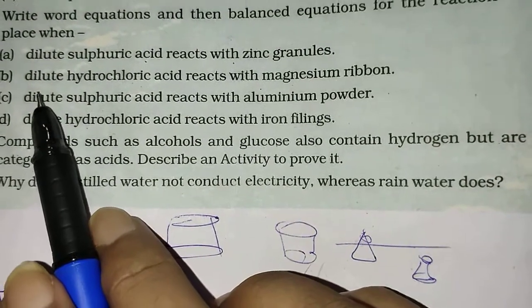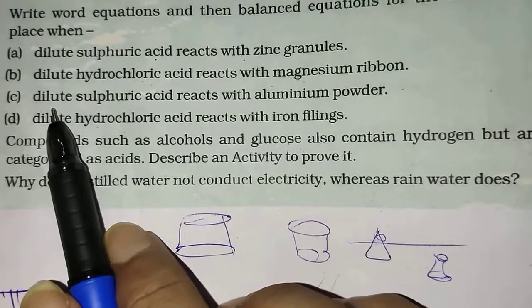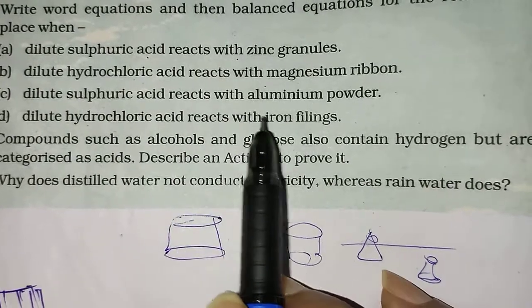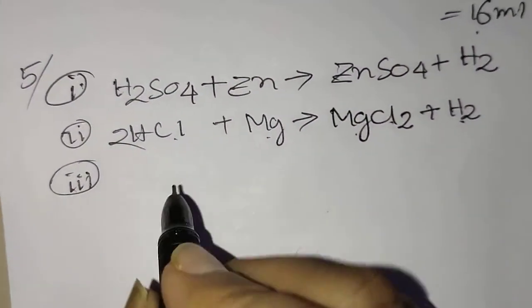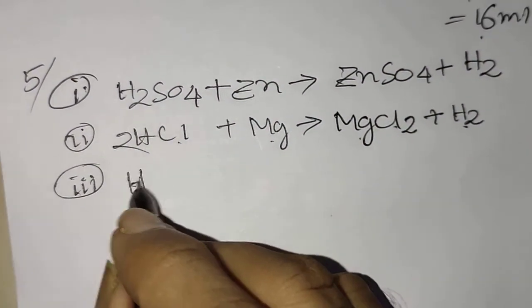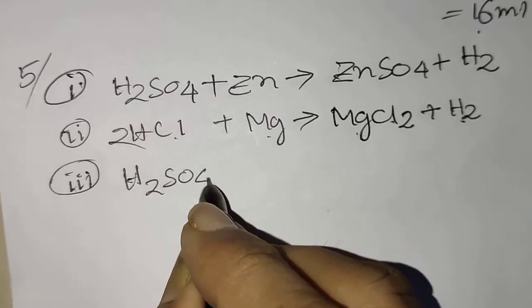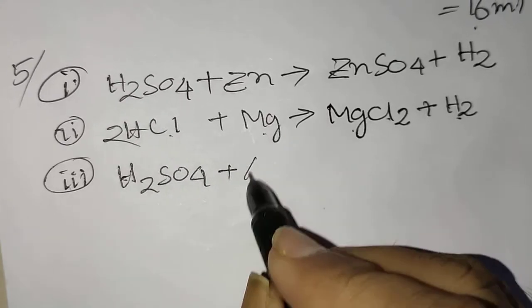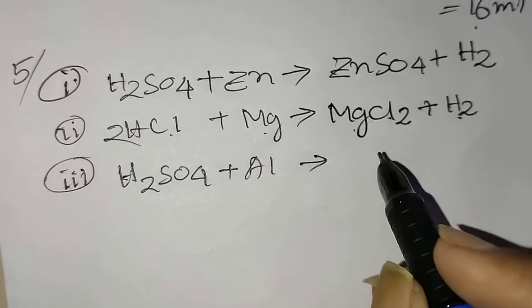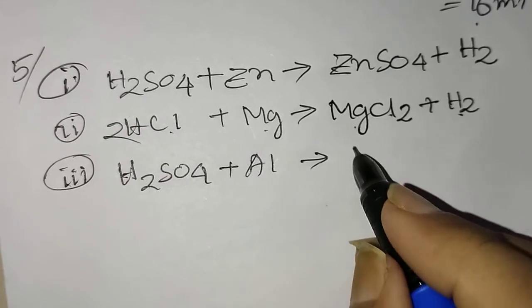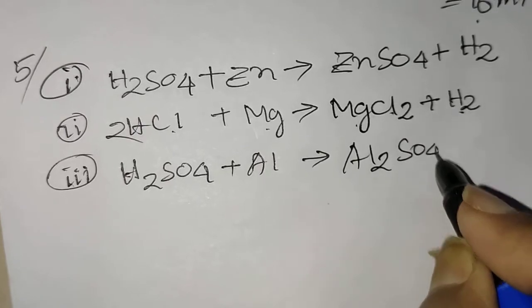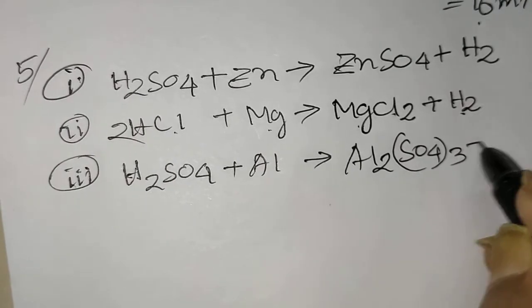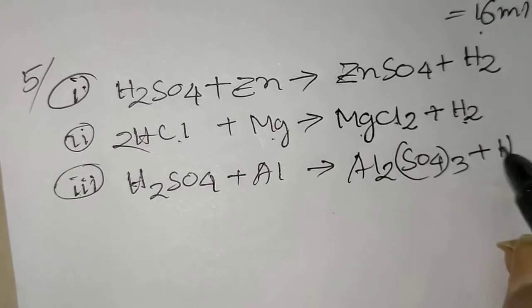Next, question number 3, C. Dilute sulfuric acid reacts with aluminum powder. Dilute sulfuric acid means H2SO4 reacts with aluminum powder, so this is aluminum Al. It forms Al2(SO4)3, aluminum sulfate, plus hydrogen.